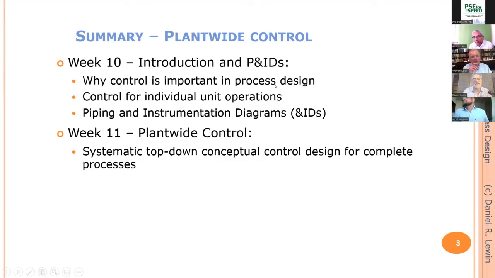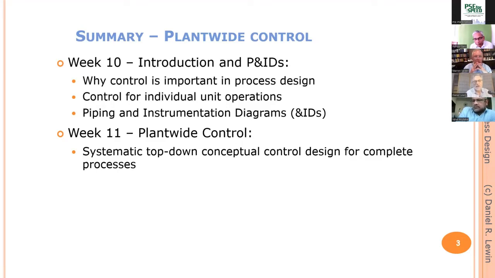So therefore, that has to be done in advance. In my plant design course, which is the extension of the capstone course, the first task that I give my students is to design a complete control system before they do any detailed design at all. This involves controlling individual unit operations and also learning to use the piping instrumentation diagram, that's a P and ID, not an ID. There's a P missing.